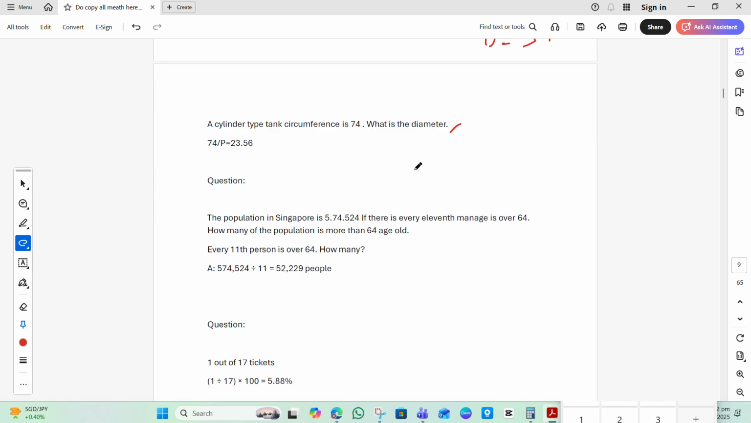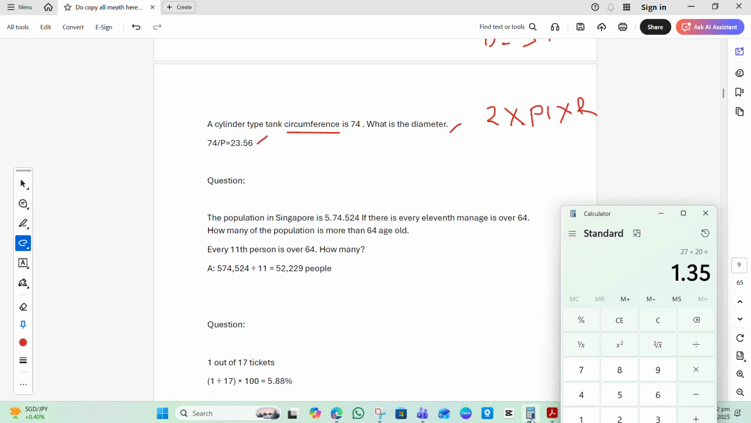I forget it also, bhai. I said we need to go to the formula first. Write the formula. For the circumference of a cylinder-type tank, the formula is 2 pi r.